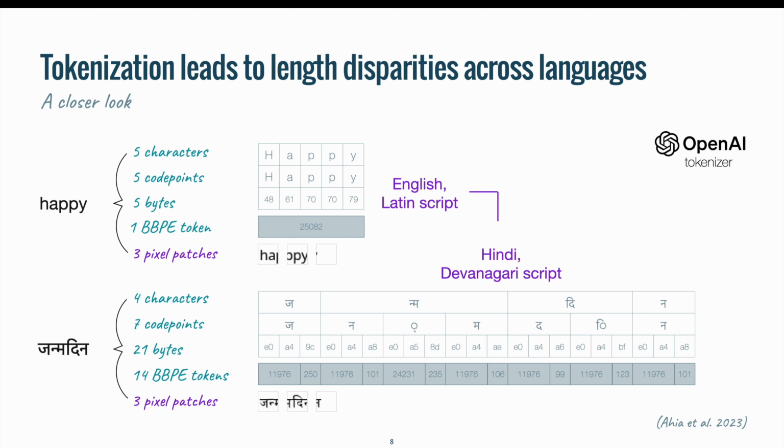Taking a closer look at two examples, we see that words with similar numbers of characters in the Latin and Devanagari scripts can have dramatically different numbers of underlying code points and bytes, while with pixels, they have the same number of tokens, just 3.